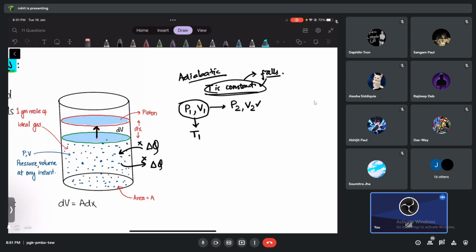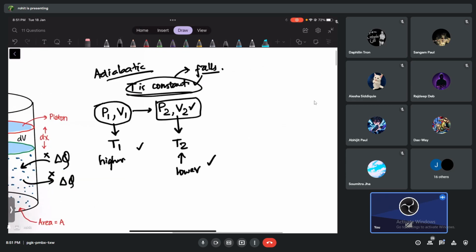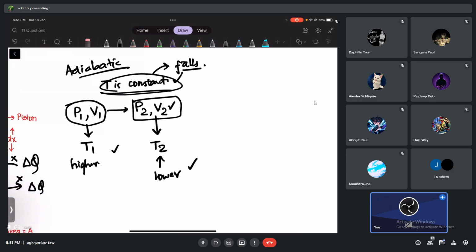T1 is the higher temperature, and P2 V2 is the state after expansion, so the temperature is going to be T2. Is T2 higher or lower, guys? It is lower. Lower temperature. But we know one more thing about adiabatic, right? And I'm going to use that right now. Tell me, what is that, guys?